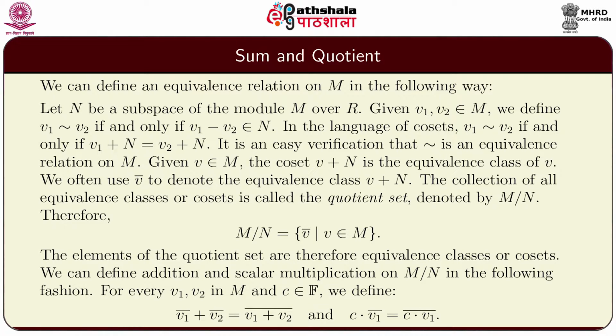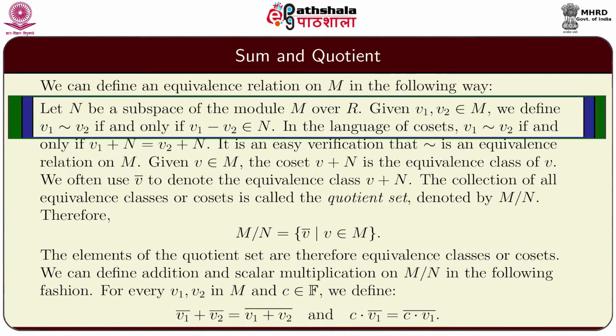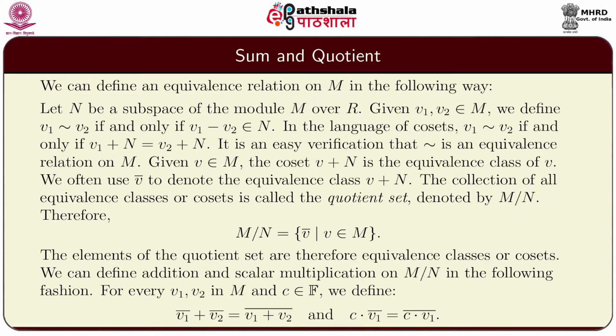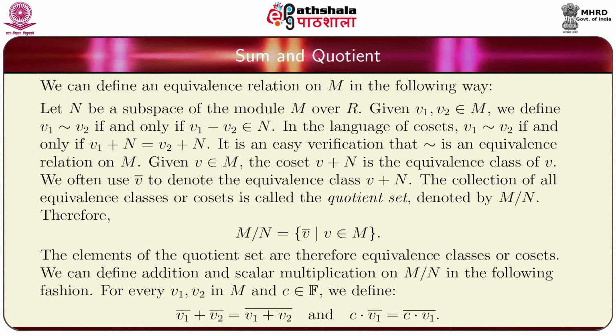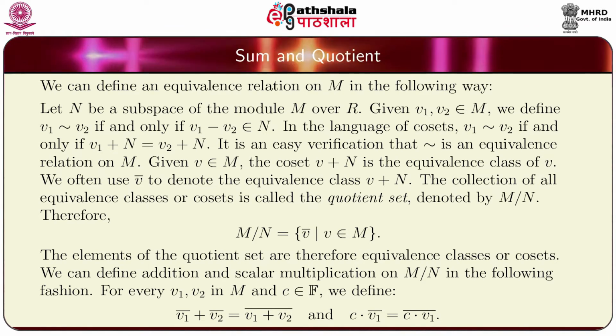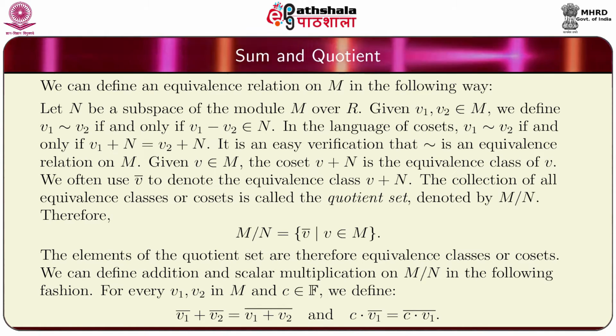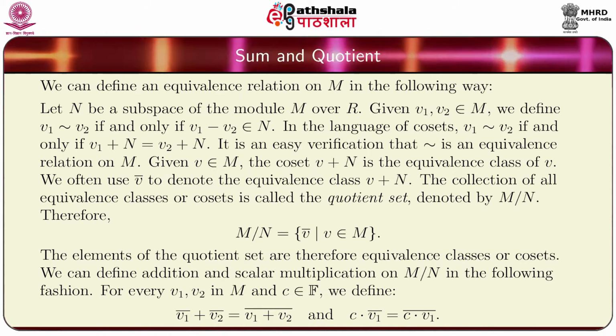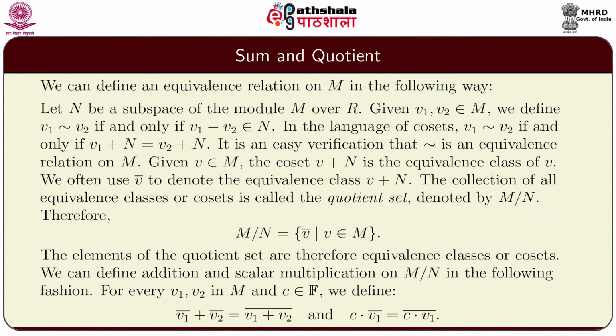We can define an equivalence relation on M in the following way, just like we did for vector spaces. So, let N be a submodule of a module M over R. Given elements v1 and v2 in M, we say that v1 is related to v2, written as v1 tilde v2, if and only if v1 minus v2 belongs to the submodule N. In the language of cosets, v1 tilde v2 if and only if v1 plus N is equal to v2 plus N, and it is an easy verification that tilde is an equivalence relation on the module M.